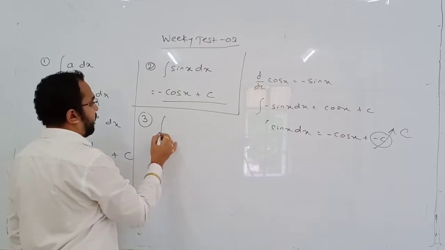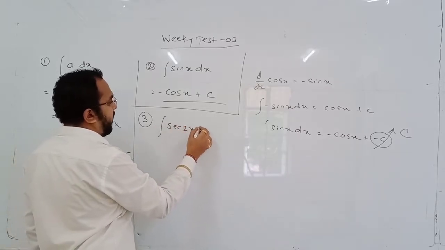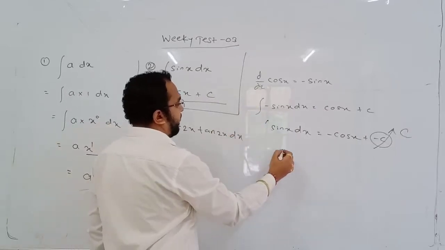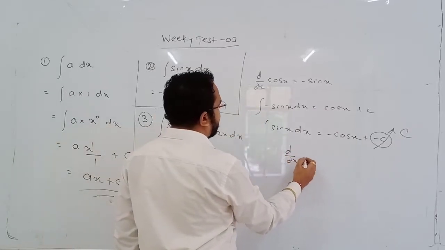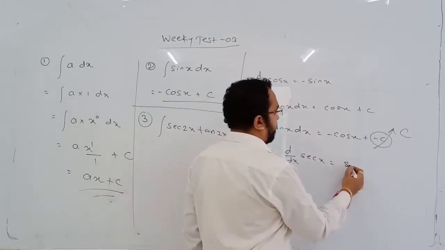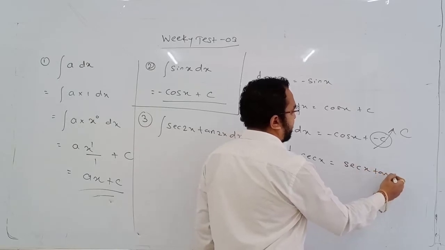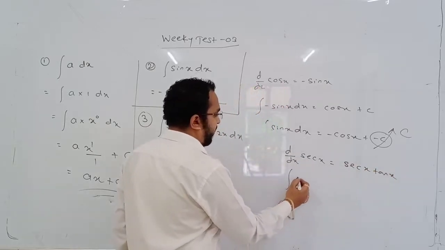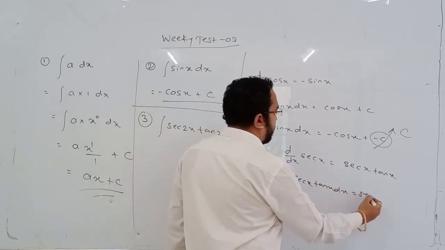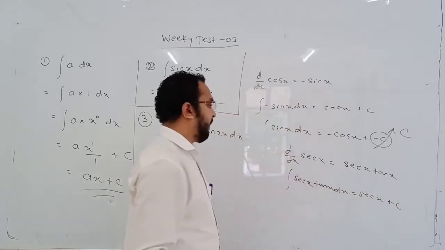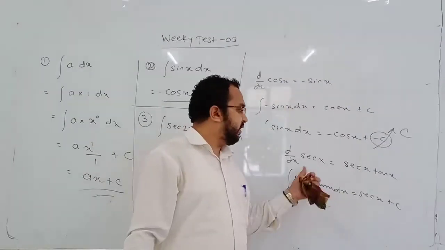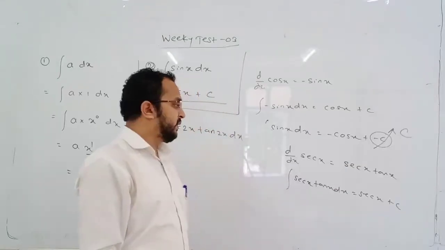Integration of sec 2x tan 2x dx. See, we know the differentiation of sec x is sec x tan x. Hence, the integration of sec x tan x will be equal to sec x plus c. The differentiation of sec x is sec x tan x, so the integration of sec x tan x will be sec x, the reverse, plus c.